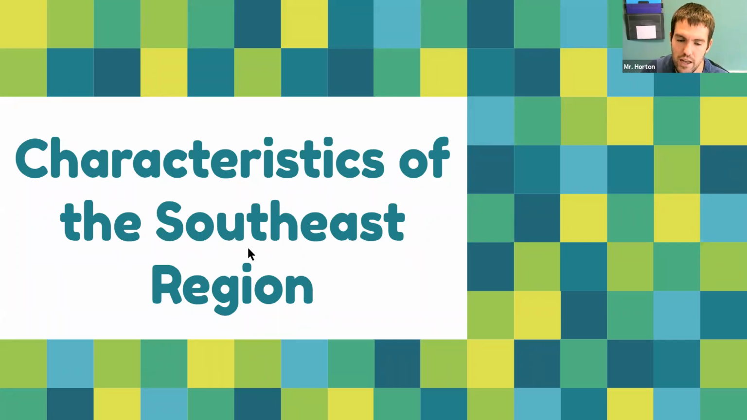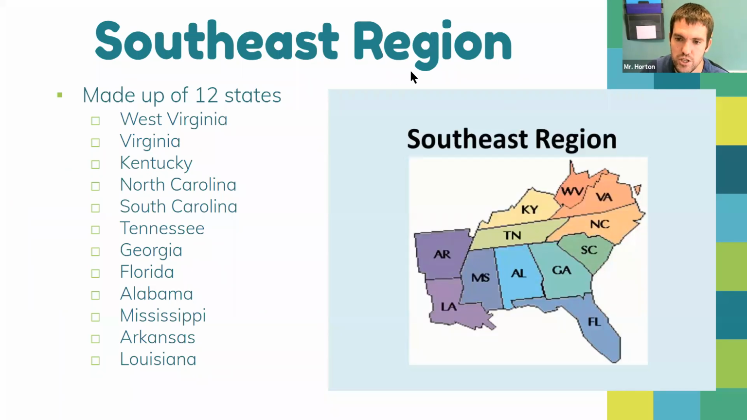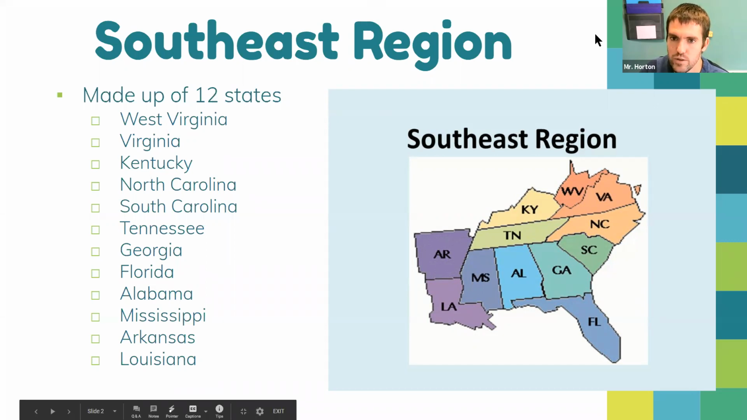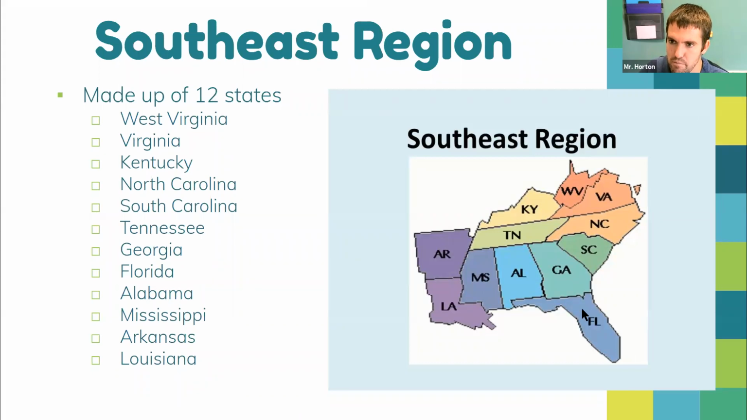Alrighty, so the characteristics of the Southeast region. So the Southeast region, it's made up of 12 states. So our Northeast region had 11. Our Southeast has 12 states. And if you ever need to identify the Southeast region, you always want to look for the state of Florida. So if it's ever chunked up and you can't determine what state you're looking at, always try to look for that state of Florida. It's that peninsula that's at the bottom of the United States. And that'll help you identify the Southeast region.